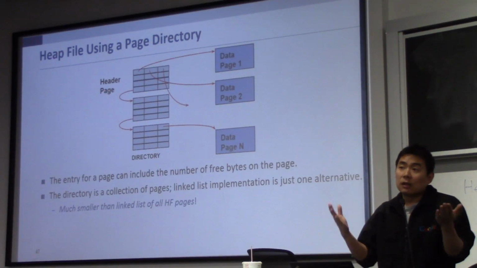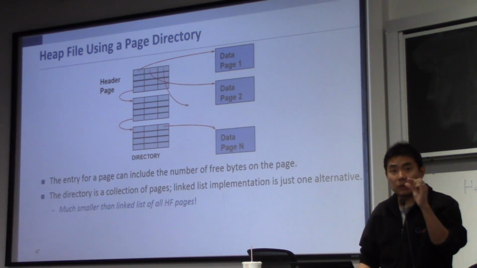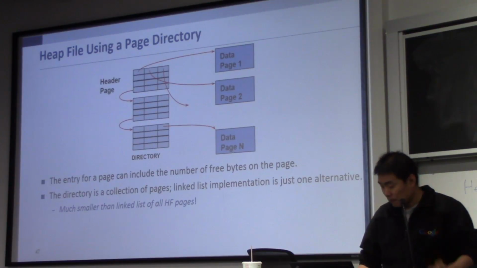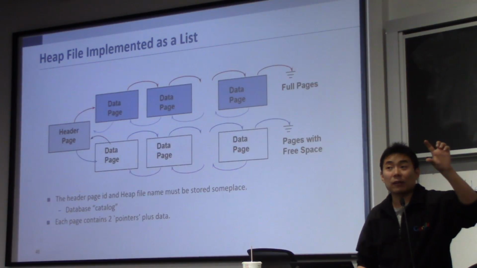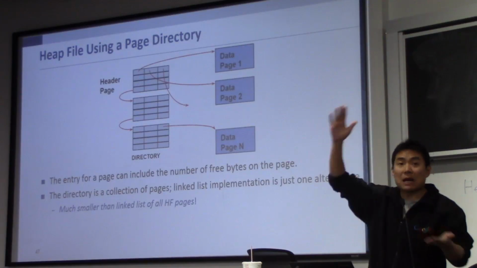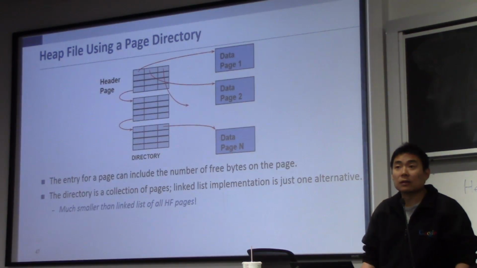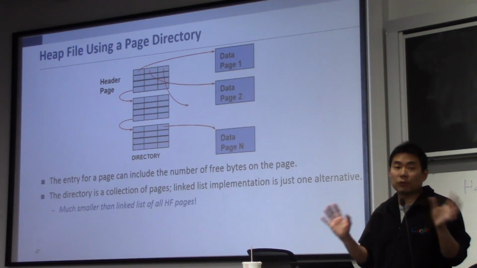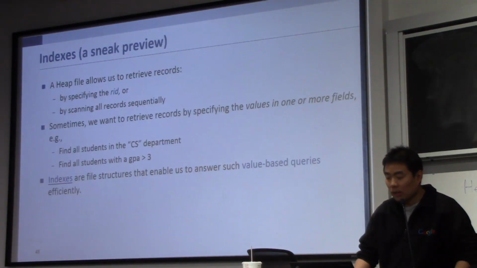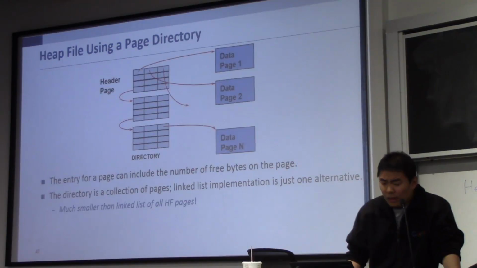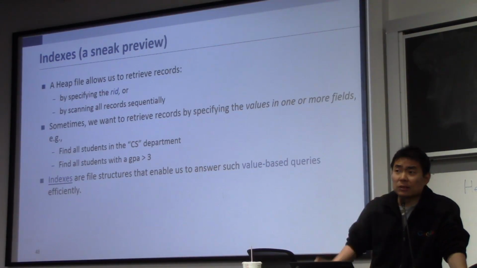Of course, the trade-off is now the overhead. The storage overhead is higher, right? In this case, I only have one header page. In this approach, I will have multiple header pages. So there is a trade-off over there. Does it make sense? Very intuitive approach, right? So these are heap files. Now, I'm going to talk about indexes.